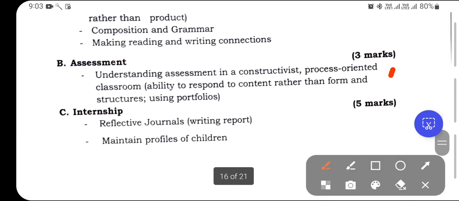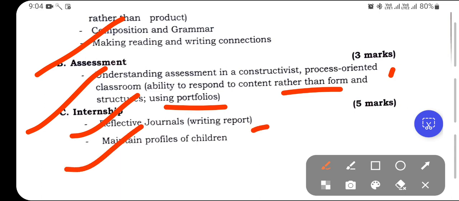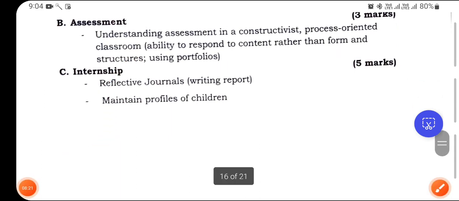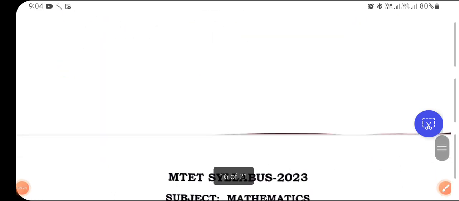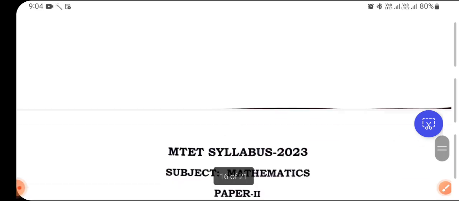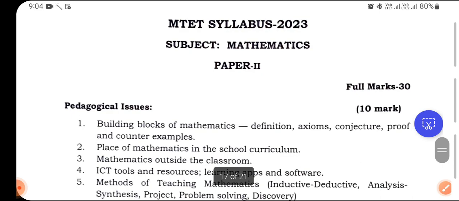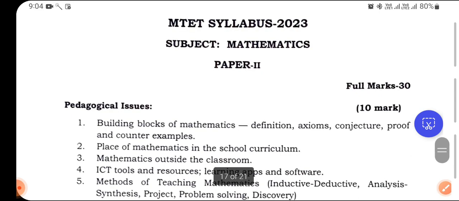Now coming to assessment, 3 marks have been given. Understanding assessment in a constructivist, process-oriented classroom, ability to respond to content rather than form and structure, using portfolio, interviews, reflective journals, writing reports, and maintaining profiles of children. This is our 5 marks. Okay, I would suggest referring to the Meghalaya TET MBOSE books for that. So language will directly come from there and you have to do it.